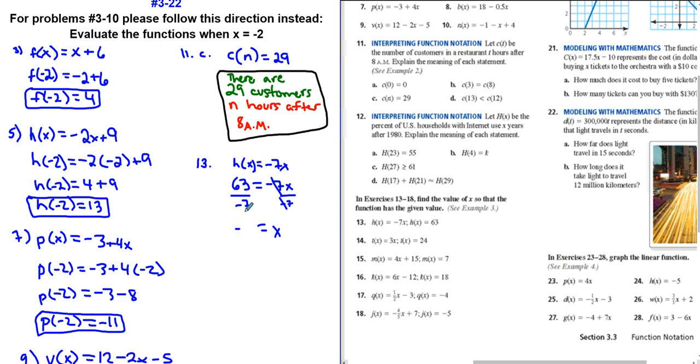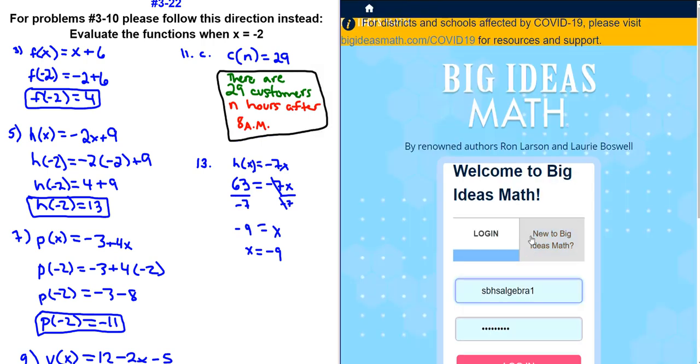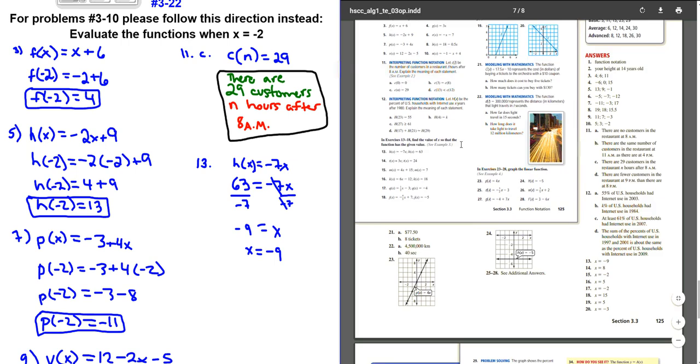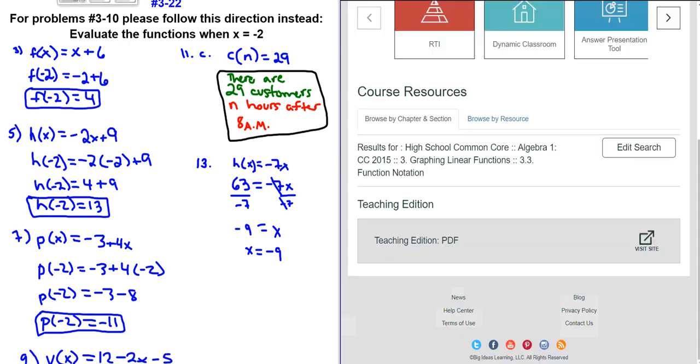So let me check your textbook's answers real quick. Again, I want to make sure we're writing these the same as the authors just to make grading a little bit easier for me. So give me a second to open up the teacher edition. All right, and sure enough, your authors are using x equals negative 9 as the answer. So let's keep it as that, x equals negative 9. If you put it back in function notation, you write it as h of negative 9 equals 63. But let's just write x equals negative 9.